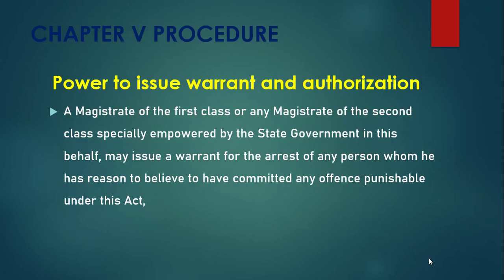Next is chapter 4. Chapter 4 we have discussed. Now we are going to discuss chapter 5. Chapter 5 deals with the procedure, that means power to issue warrant and authorization.